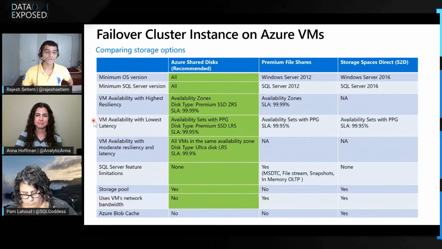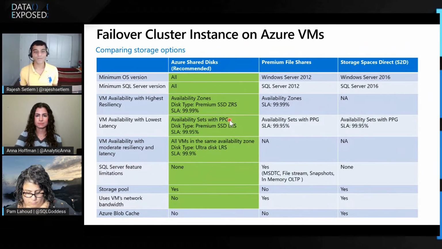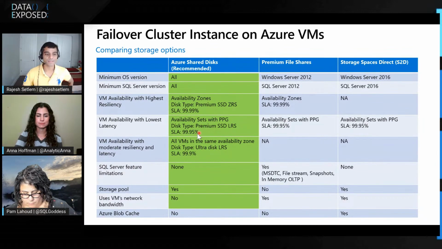On the other hand, if you have another set of customers who say, hey, I want the lowest latency between these FCI nodes, is that possible? That's also possible. What you could do is put them in an availability set and put them in a PPG, which stands for Proximity Placement Group. It makes sure that all the VMs are co-located within the same data center, giving you the lowest latency possible. Obviously, it does come with a lower SLA, but still you get a 99.95% SLA, right?